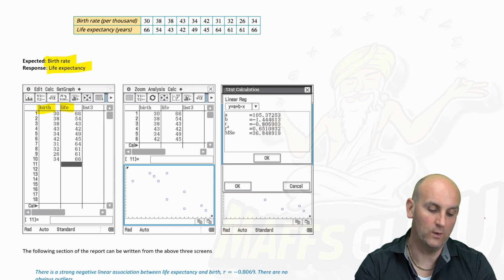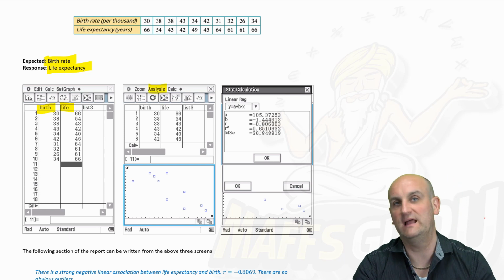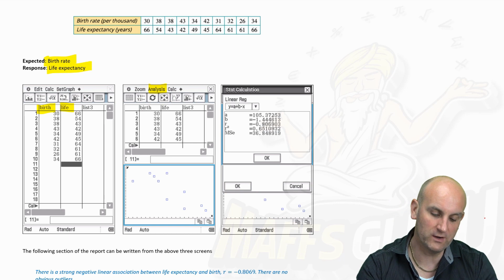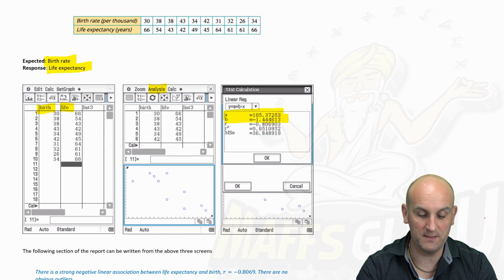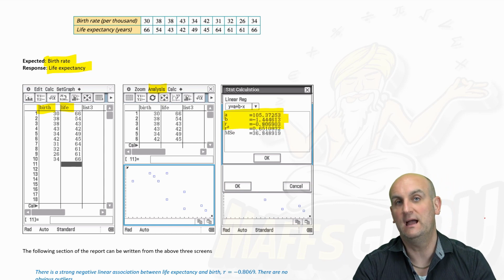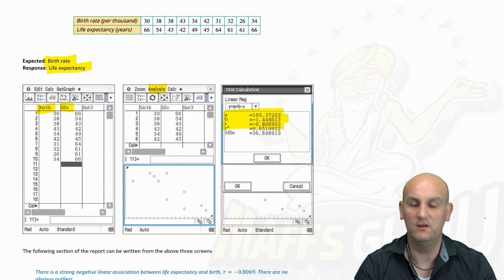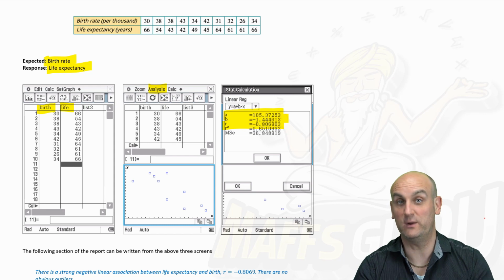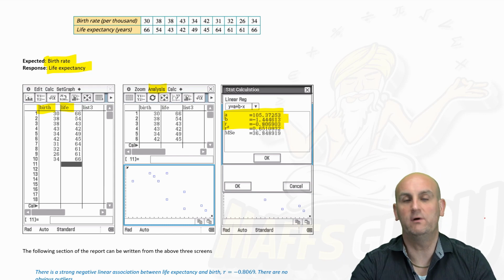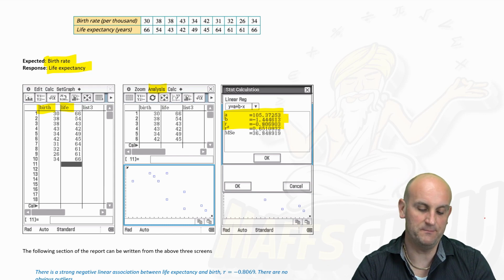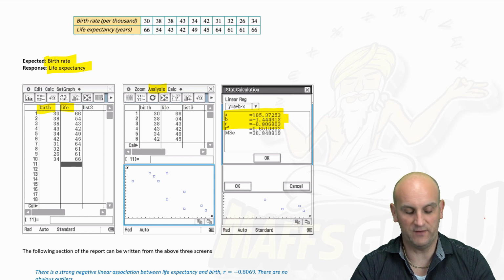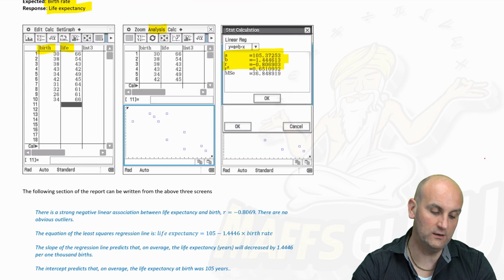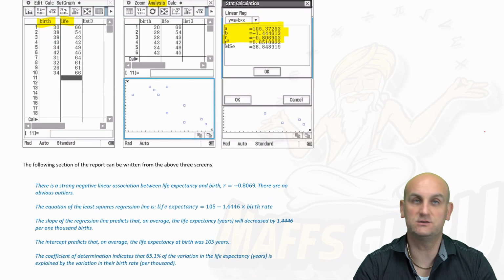So what did I do? At that point I did a regression analysis, a linear analysis, which brought up our most important values. Remember our values of A, B, and R. There's also R squared there as well, but we know we can work out R squared from our value of R just by squaring it. I normally write down on a separate piece of paper my values of A and B, and my value of R. Those three values on that one screen mean we can already start writing sections of our report.